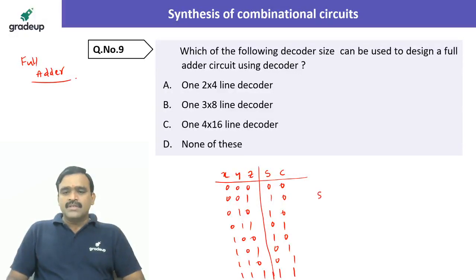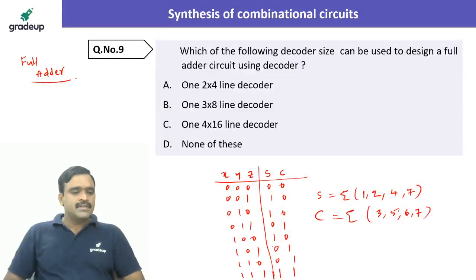Okay, so the sum equation is a sigma of minterms. The minterms are 1, 2, 4, 7. Sum of minterms 1, 2, 4, 7, out of 0, 1, 2, 3, 4, 5, 6, 7. Okay. Similarly, carry is the sum of which minterms? 3, 5, 6, 7. 3, 5, 6, 7 is the carry equation.